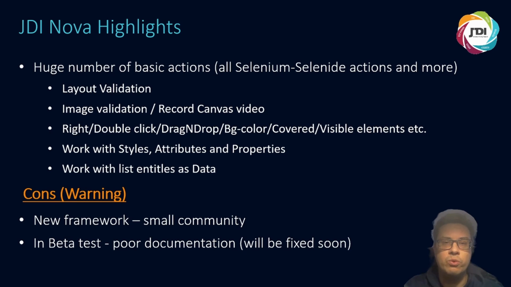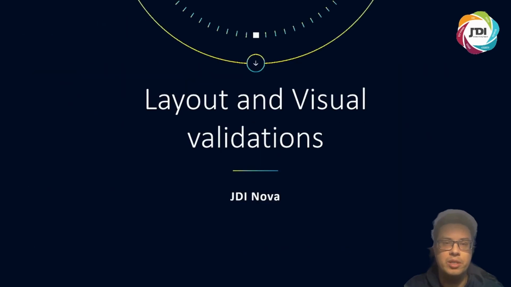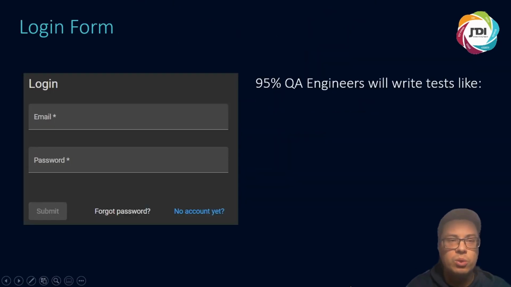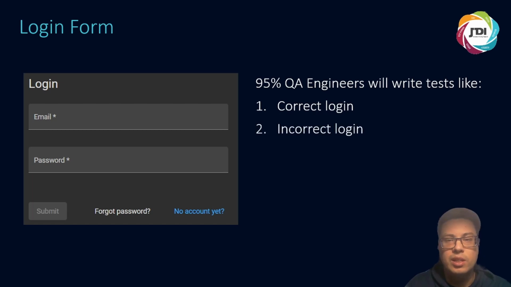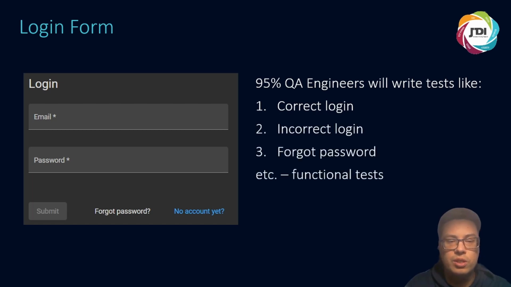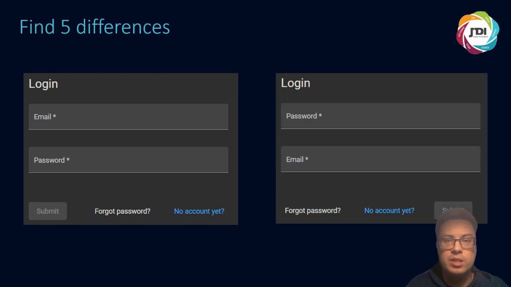Now let's switch to the final and coolest part of our presentation: layout and visual validations and how you can approach them with JDI Nova. As an example, I would like to look at the most popular functionality in all applications, the login form. In most cases, QA engineers will validate here correct login, incorrect login, the forgot password functionality, and some other functional tests. But what will happen with your tests if we have the following changes in the application code?